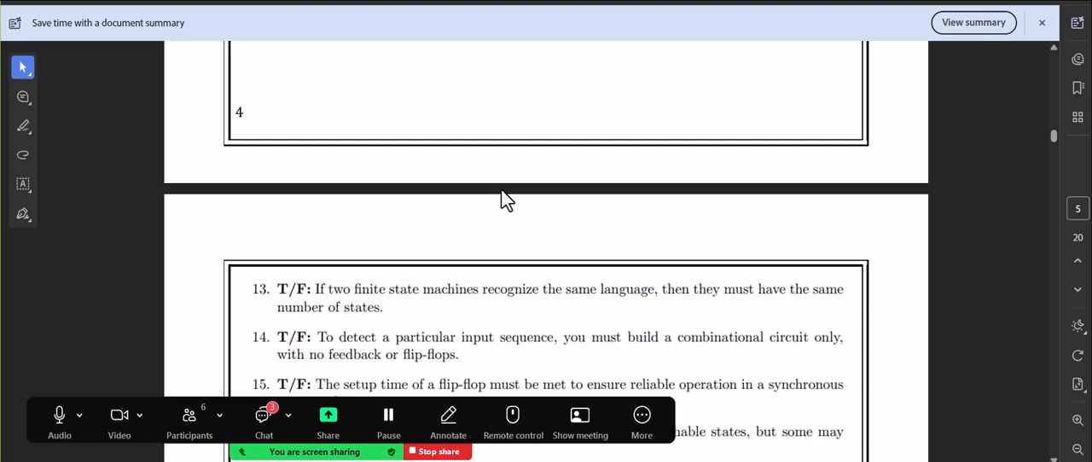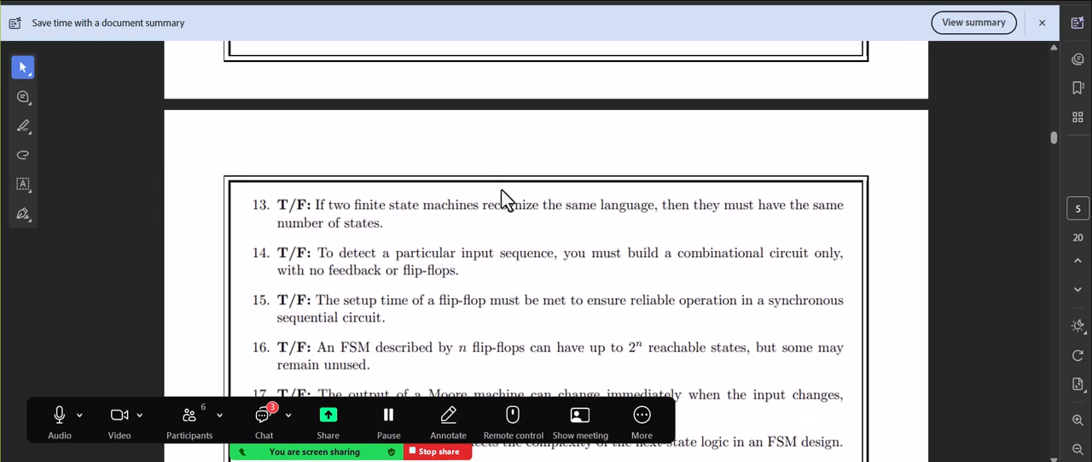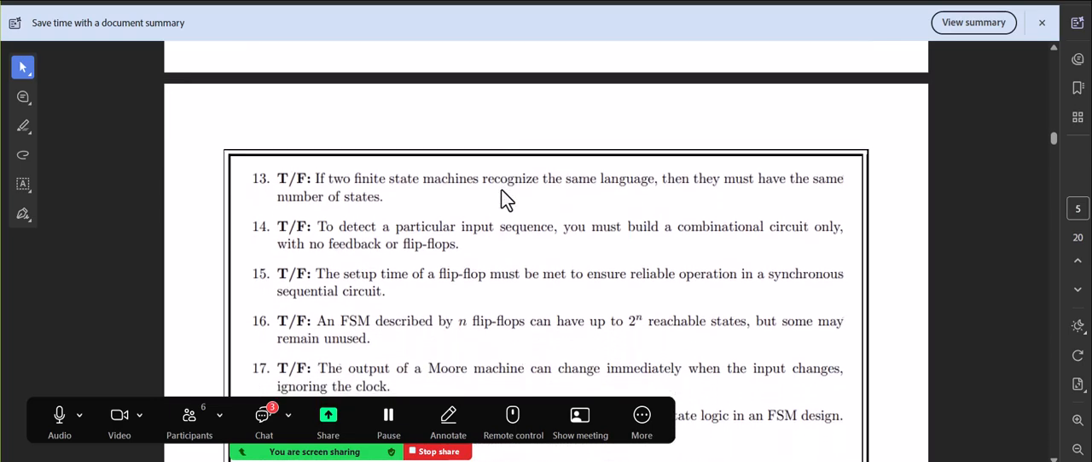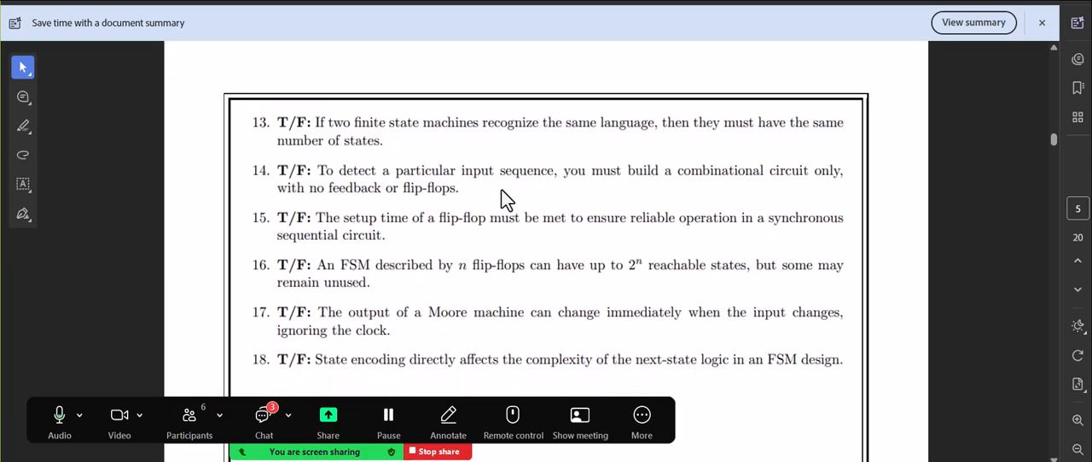I'm not sure what it means when it says recognize. I mean, like, if they both use Verilog. I see. Okay. To detect a particular input sequence, you must build a combinational circuit only with no feedback or flip-flops. That's false, because a sequence detector is definitely a sequential machine. Right, exactly.